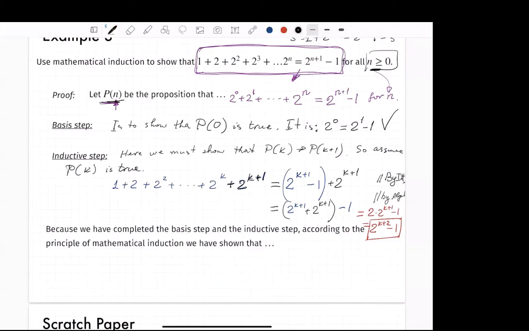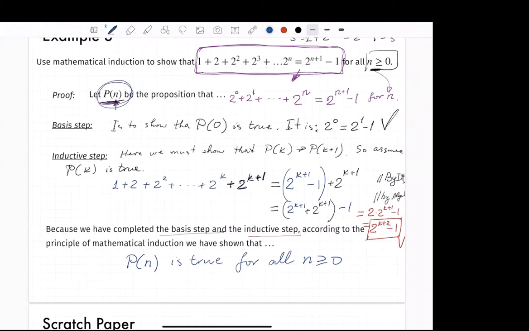Okay. So what have we done? We have completed the inductive step. So we have completed the basis step, and we have completed the inductive step. Now, because of the principle of mathematical induction that you were reminded of at the very beginning, if I complete the inductive step together with the basis step, I can conclude that P(n) is true for all n greater than or equal to 0, where P(n) is my proposition that I started this proof with.